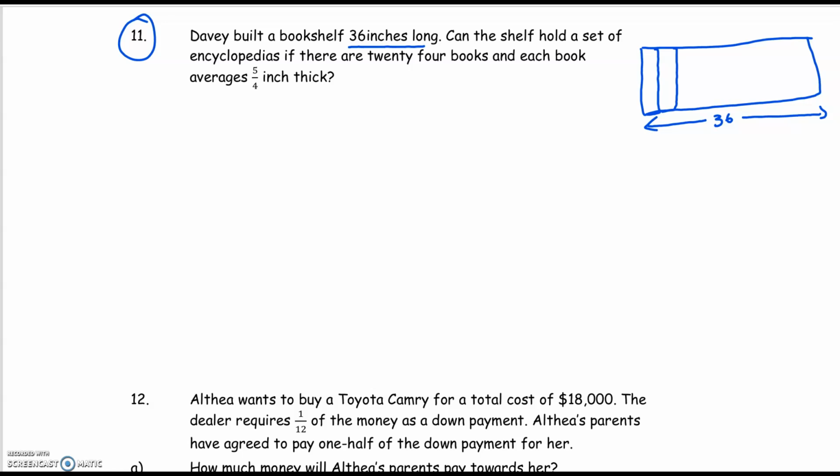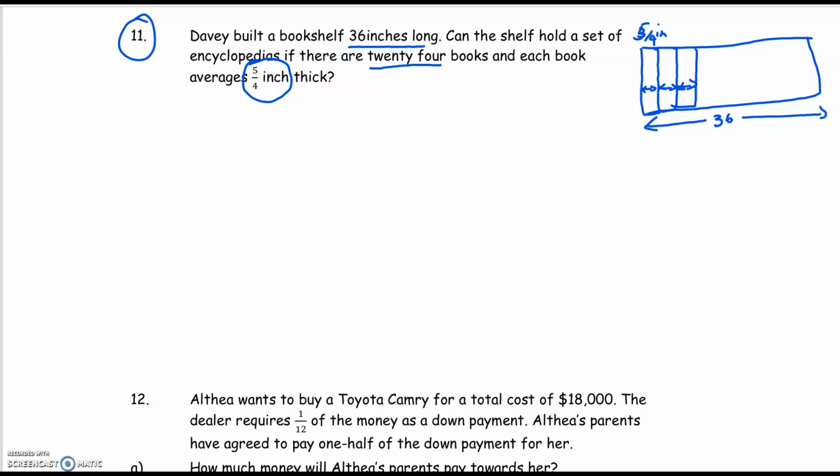Now we have to think about whether we can place 24 books where each book is about 5/4 of an inch thick. So if we line up 24 books, what's the thickness of each book? It's 3/4 of an inch thick. I'm sorry, it's 5/4 of an inch thick. So if each book is 5/4 of an inch thick, how many books can we fit in this shelf? There are many different ways in which we can think about it.